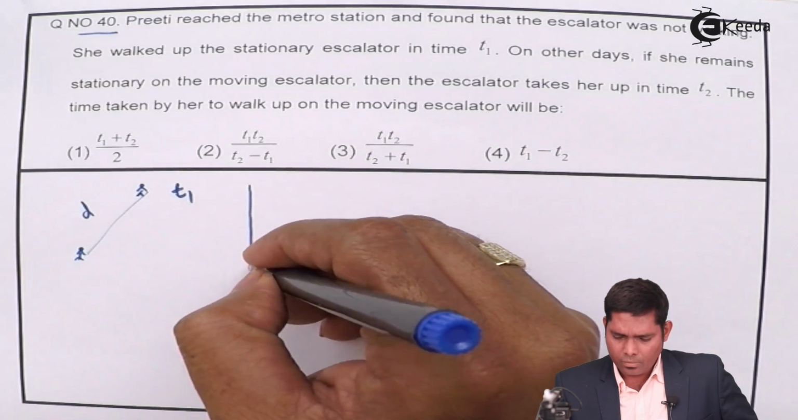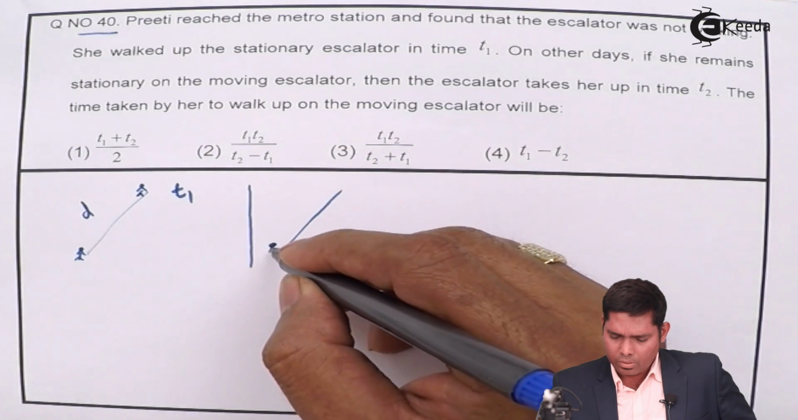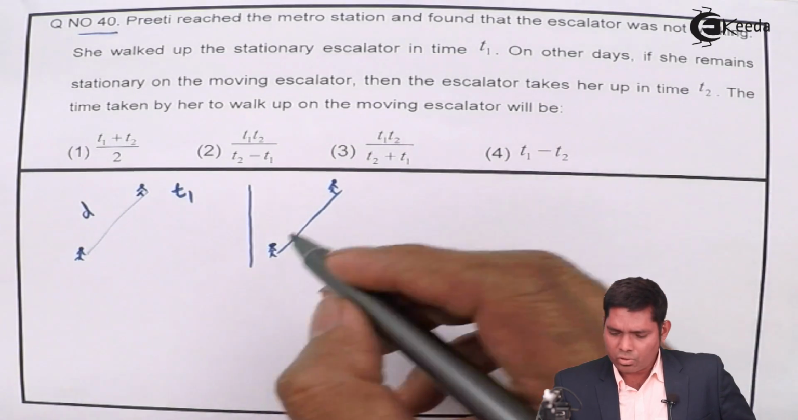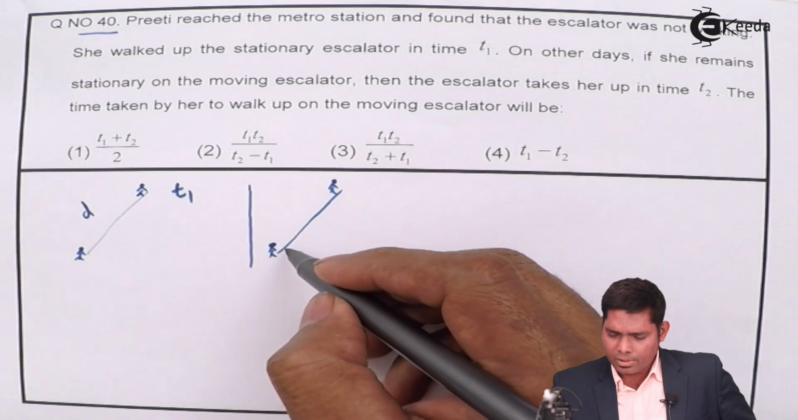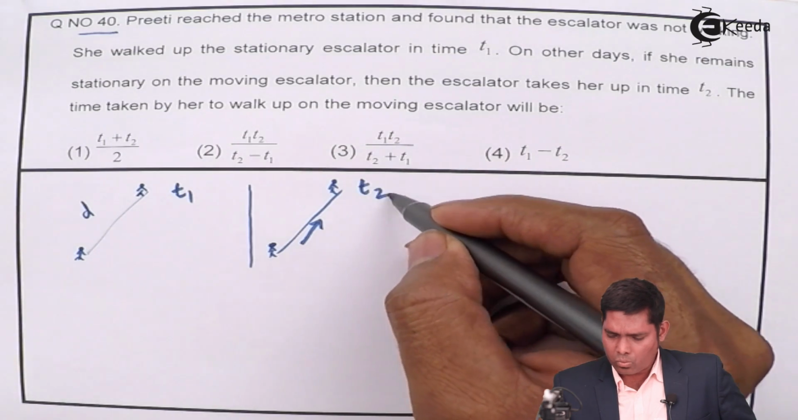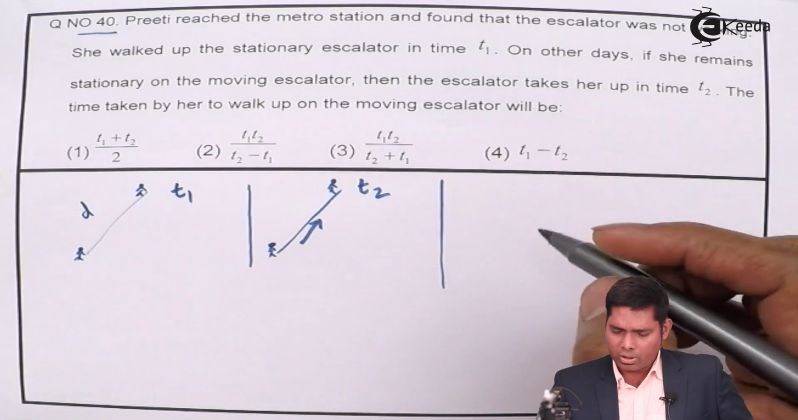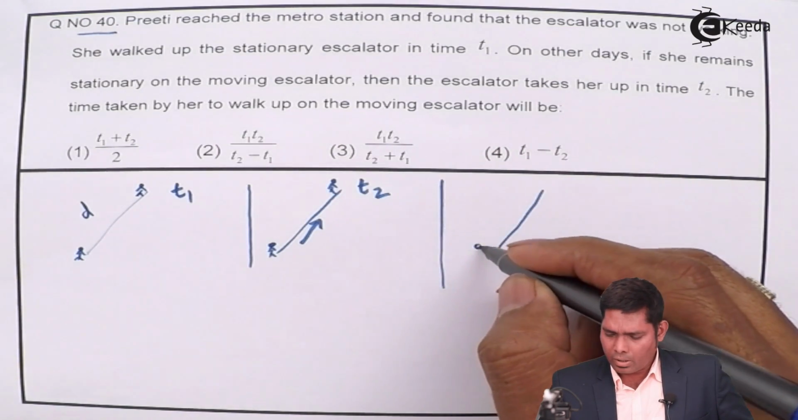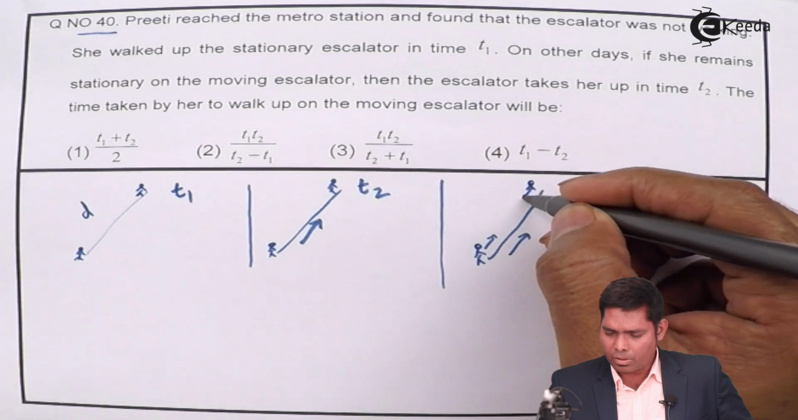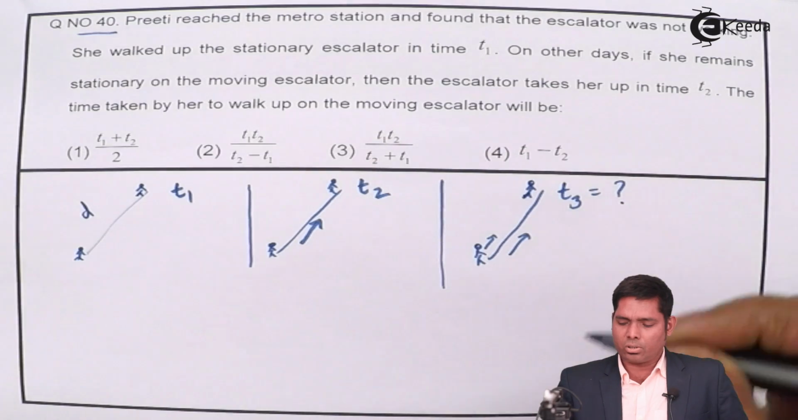First situation. Second is that on normal days, she only stands, remains stationary, she doesn't move, but the escalator moves, and to reach here it takes time t2. The time taken by her to walk up the moving escalator, that means when she is also moving and the escalator is moving, then in that situation obviously time will be less. How much time will it take? Suppose the time is t3.